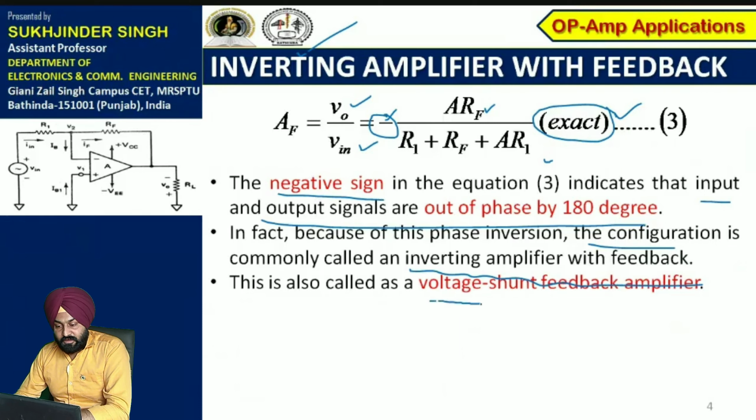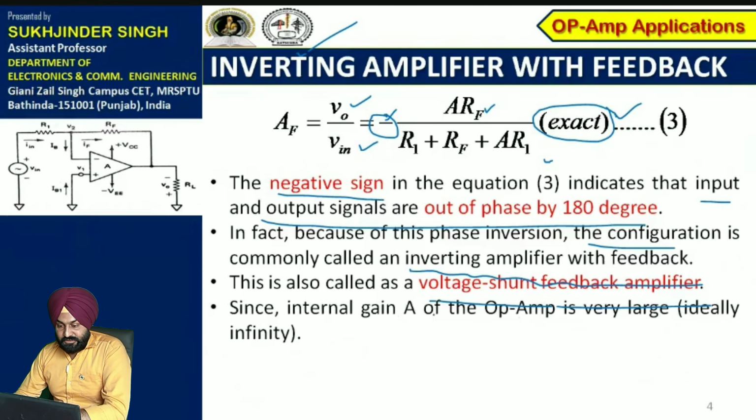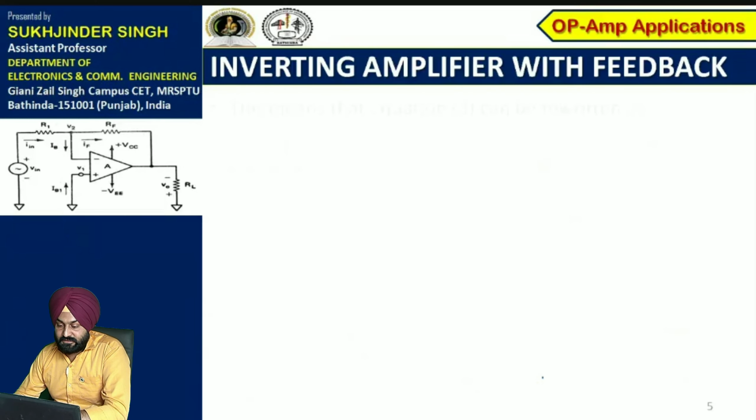This configuration, or this arrangement, is also referred to as a voltage shunt feedback amplifier. You may refer to it as a voltage shunt feedback amplifier, or you can refer to it as a closed loop inverting amplifier. Since its internal gain A is very large, ideally infinite, the term AR1 is very much greater as compared to the sum of R1 and RF.